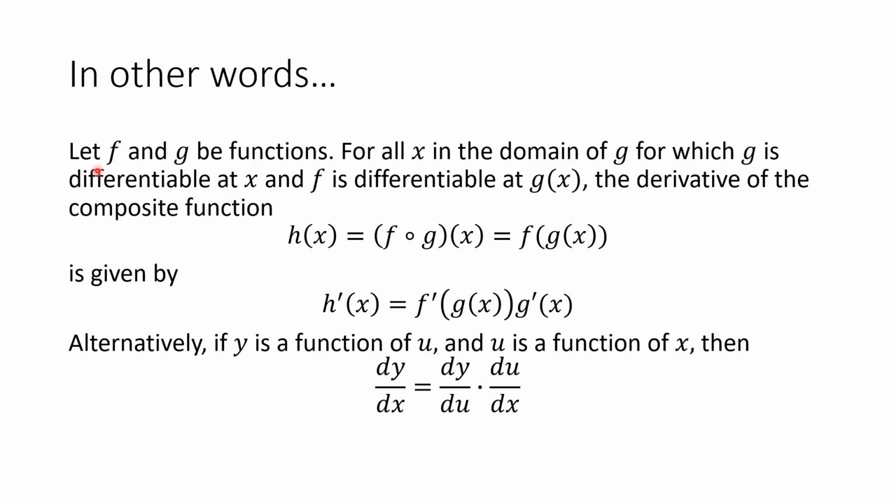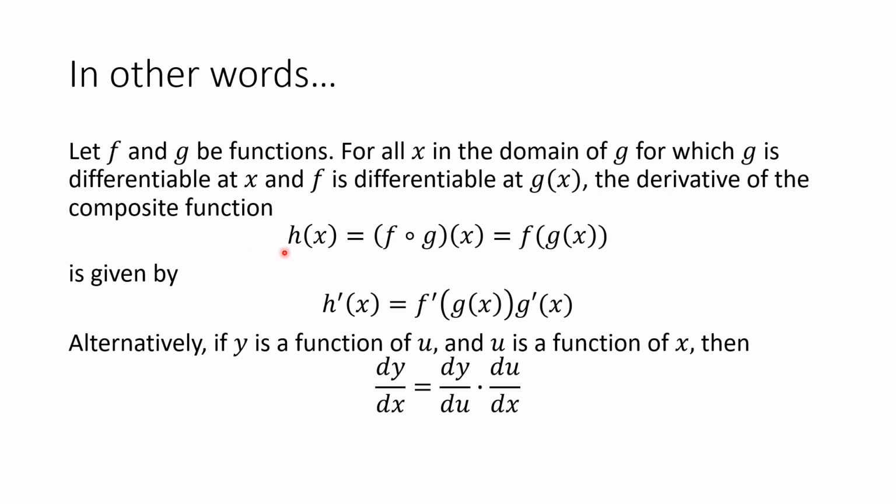So in other words, right, we'll let f and g be functions for all x in the domain of g for which g is differentiable at x and f is differentiable at g of x. The derivative of the composite function h of x, which is f composed with g, or f of g of x. The part where it says x is in the domain, g is differentiable at x, and f is differentiable at g of x makes sure that we don't catch any hitches. Usually this won't be an issue if you have a function composed with another function. Generally, the chain rule will be applied.